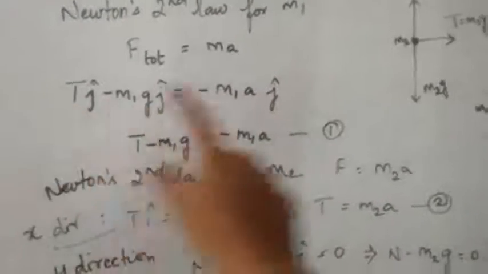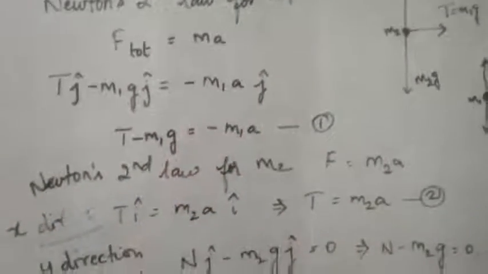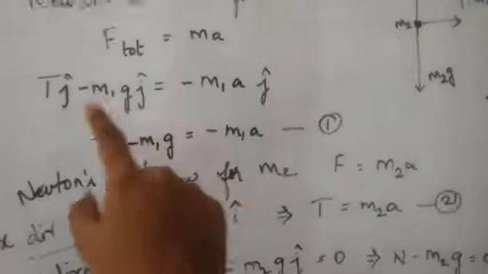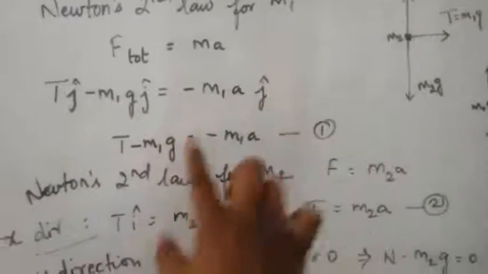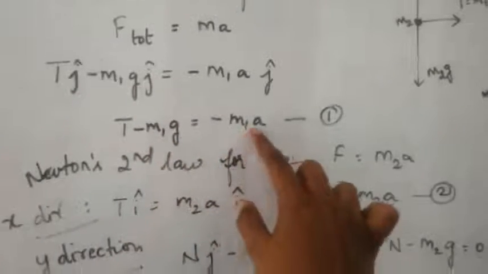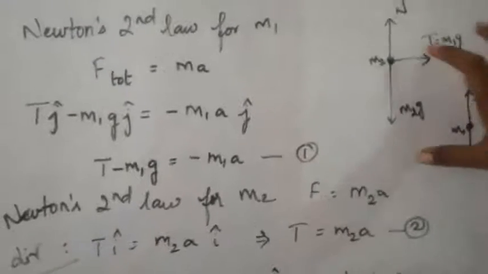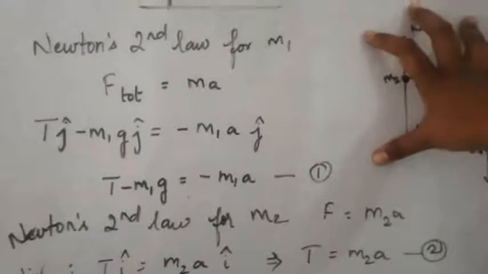As it is along the y direction, you have to give the vector representation as j cap. So it is just the vector representation; remove that and keep it for the derivation. So T minus m1g equal to minus m1a. Let this be equation number 1. So we have applied this for mass m1. Similarly, apply Newton's law for mass m2.